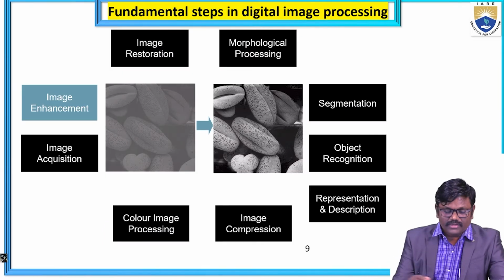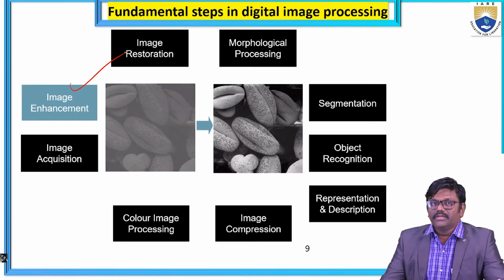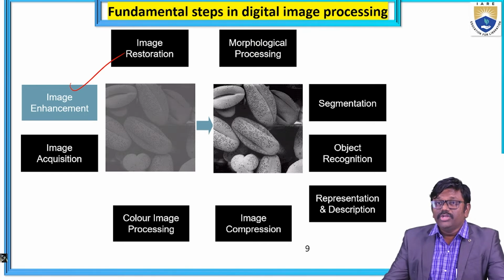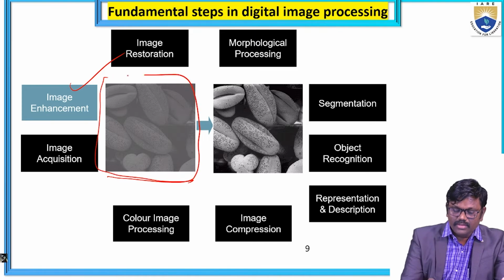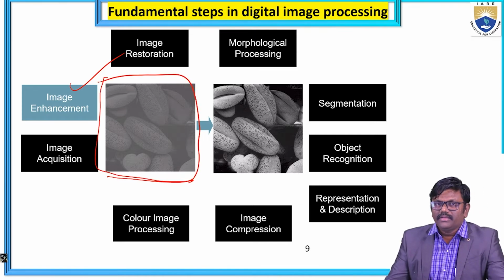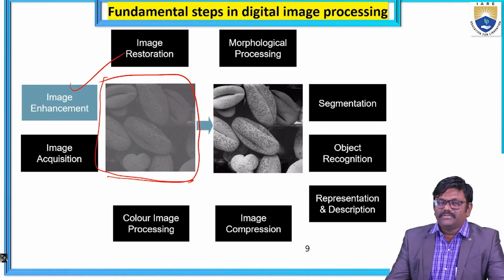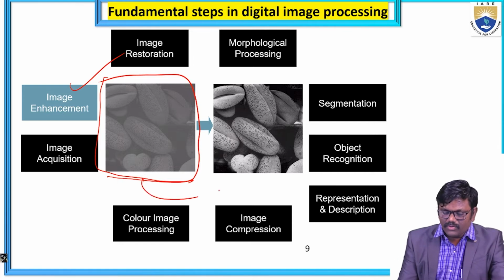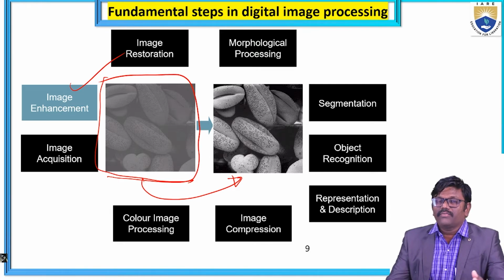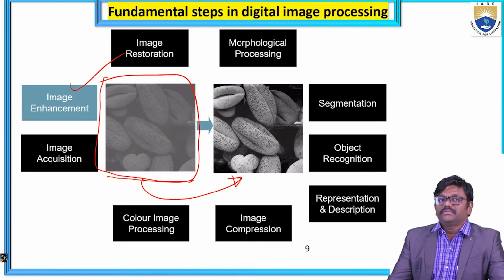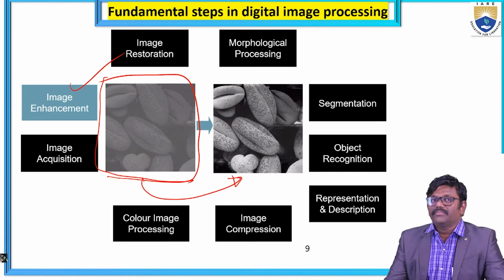Next, coming to the second one, image enhancement. The digital image you attain, for example such an image, may not be clear. It may be a disturbed image, it may be a blurred image. Basically, it is not perfectly visible. Such an image we are going to convert into an enhanced image. So image enhancement, how can we do that? We do it with the help of simple steps, which we simply call image enhancement.